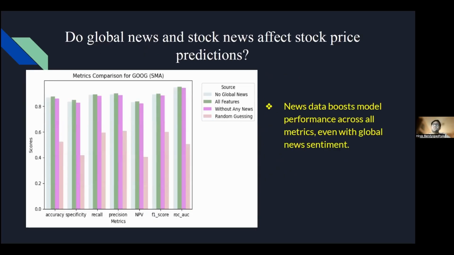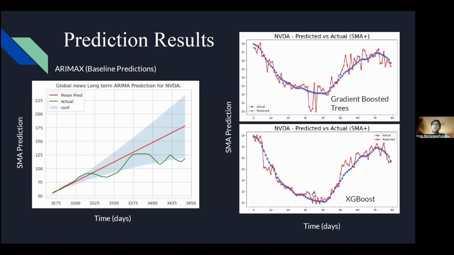Now when we want to compare whether the global news have any effect on the stock prices, we see there is a clear improvement in the classification metrics if we include the global news. Now, while comparing our gradient boosted trees and XGBoost with the ARIMA model, we see that ARIMA does a very poor job at predicting the stock price, whereas gradient boosted trees and XGBoost actually perform much better.